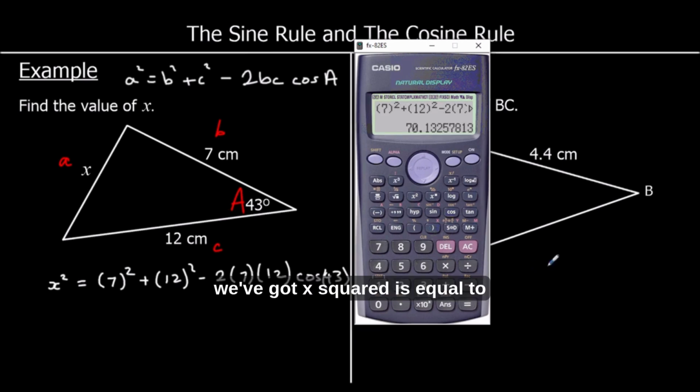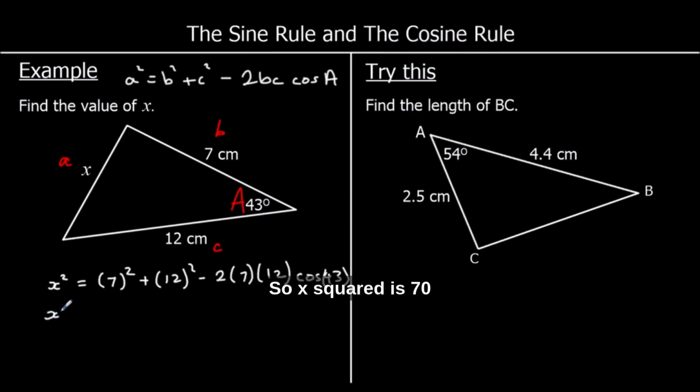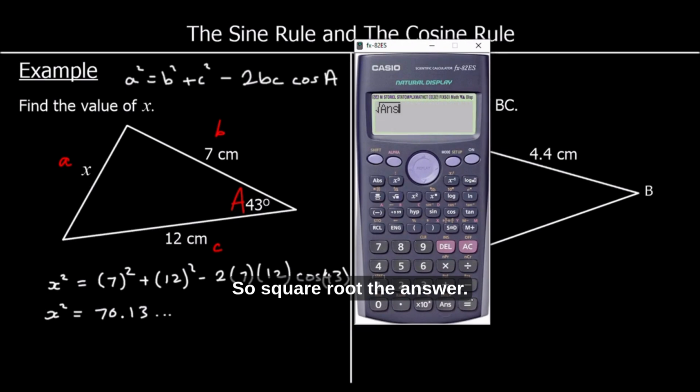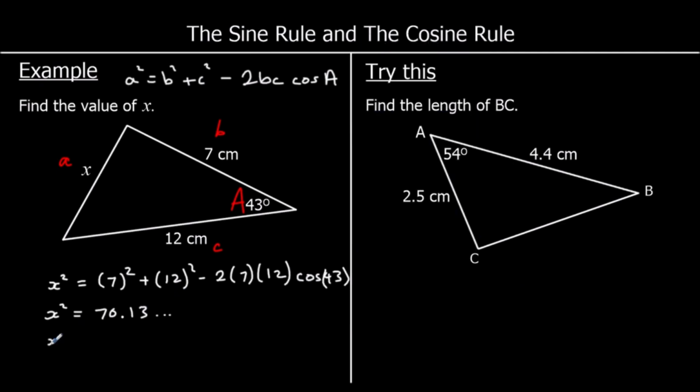So we've got x squared is equal to 70.13 and so on. So x squared is 70.13 and so on. So to get x, we square root. So square root the answer, and that's 8.37 to 2 decimal places. And it's in centimeters.